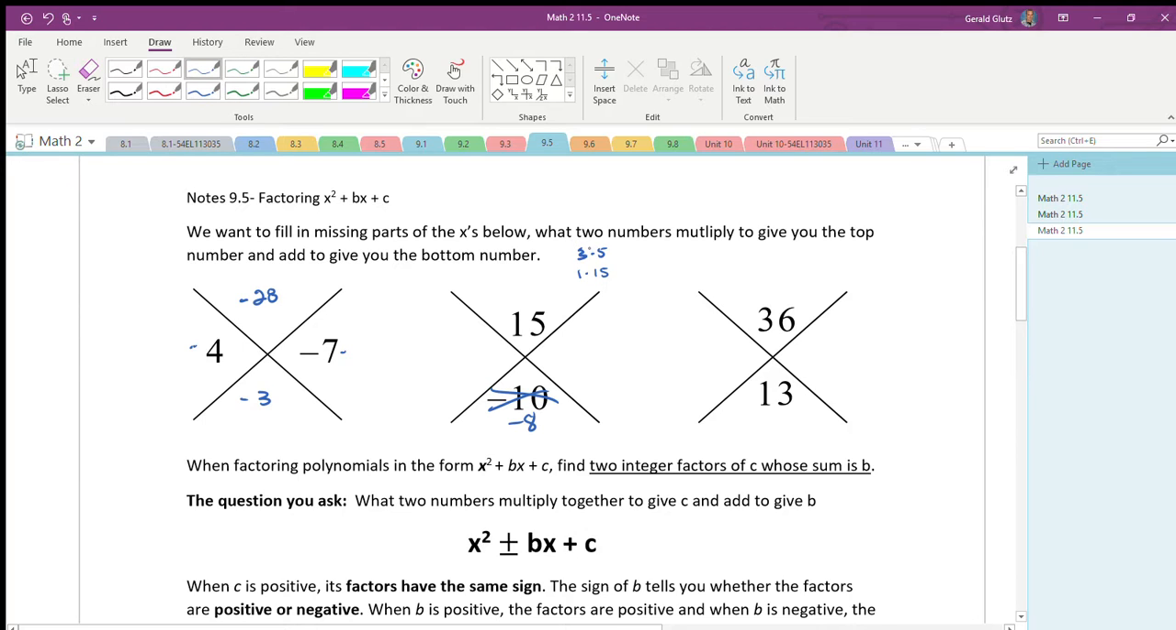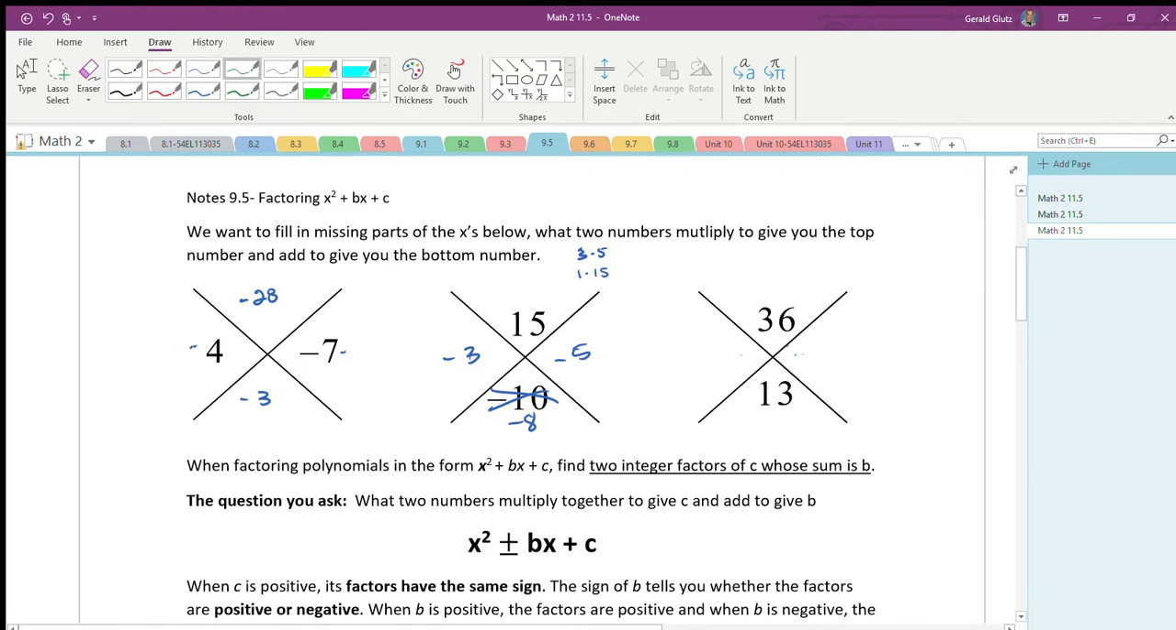So 3 times 5 is 15. If I make both of these negative, negative 3 times negative 5 is still positive 15. But when I add them together, negative 3 plus negative 5, I do get negative 8. So those are the two numbers I was looking for.